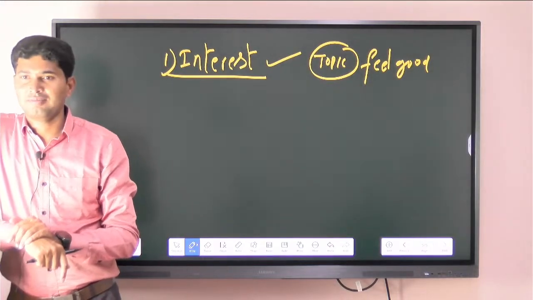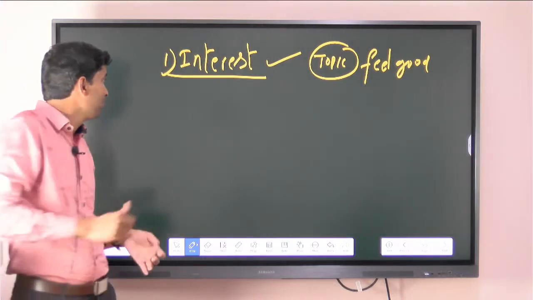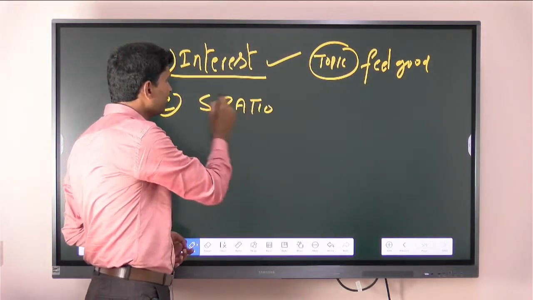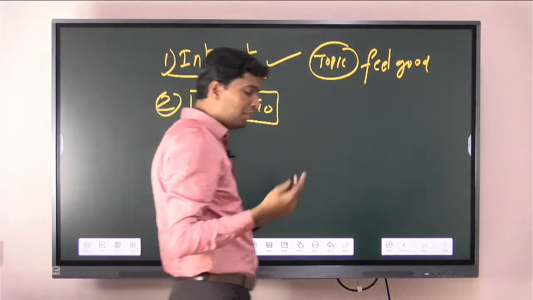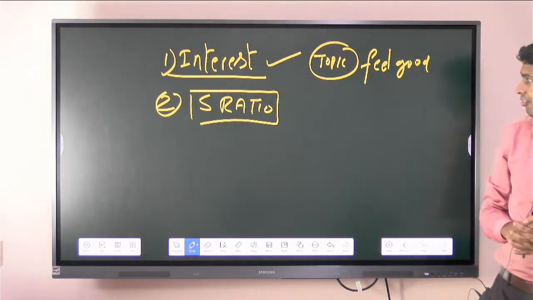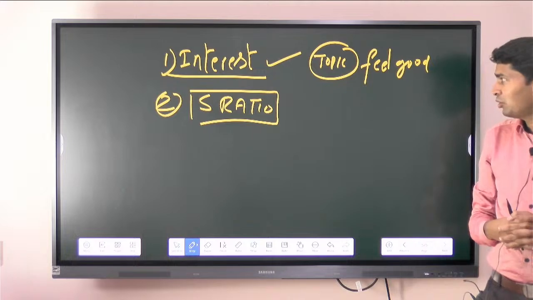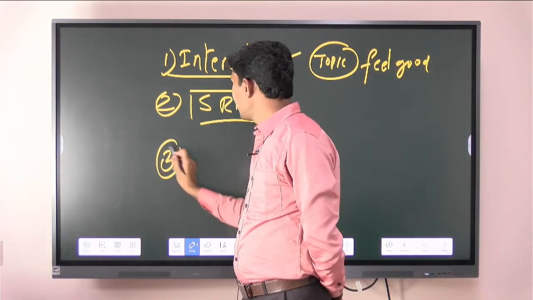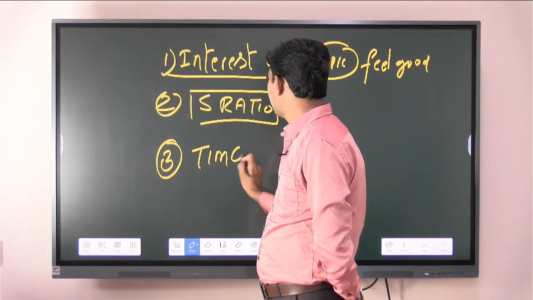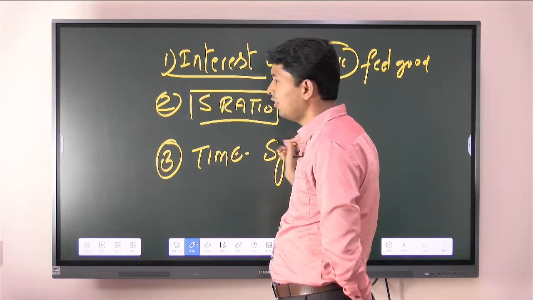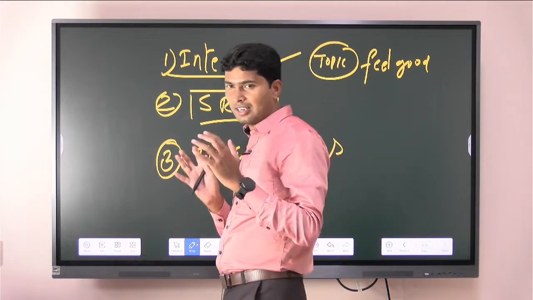First is interest. Second, success ratio. Just now I said cost benefit analysis. If you are preparing for that subject, how many marks are you going to cover? We will come to that a little later when I talk about sociology. Third, time taken and syllabus. How much time do I need to spend, is the syllabus clearly defined or not, and whether questions are direct or indirect.